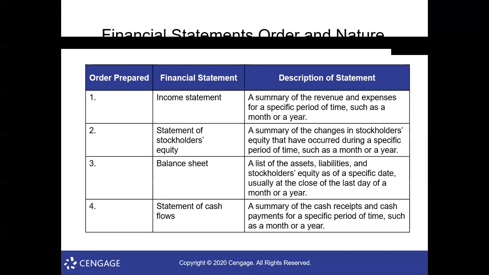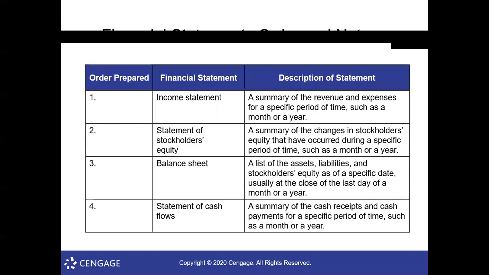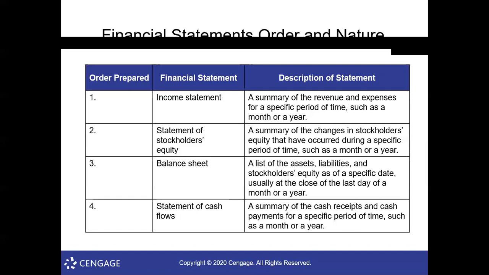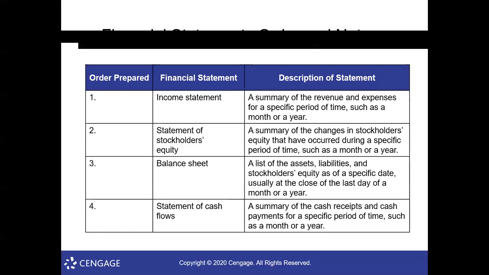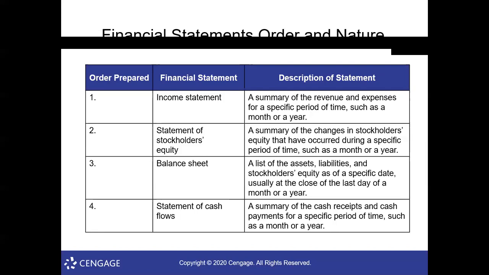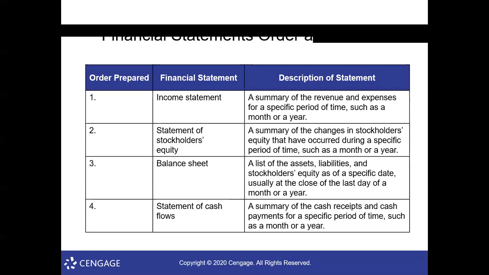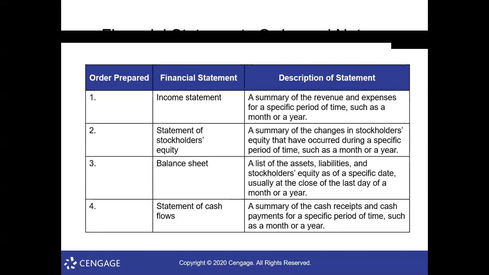Then the statement of stockholders' equity takes the existing balance of stockholders' equity, adds in net income, subtracts dividends, and that gives us the ending stockholders' equity. And then the balance sheet is simply the accounting equation. It's a listing of all the assets, liabilities, and stockholders' equity at the end of the period.